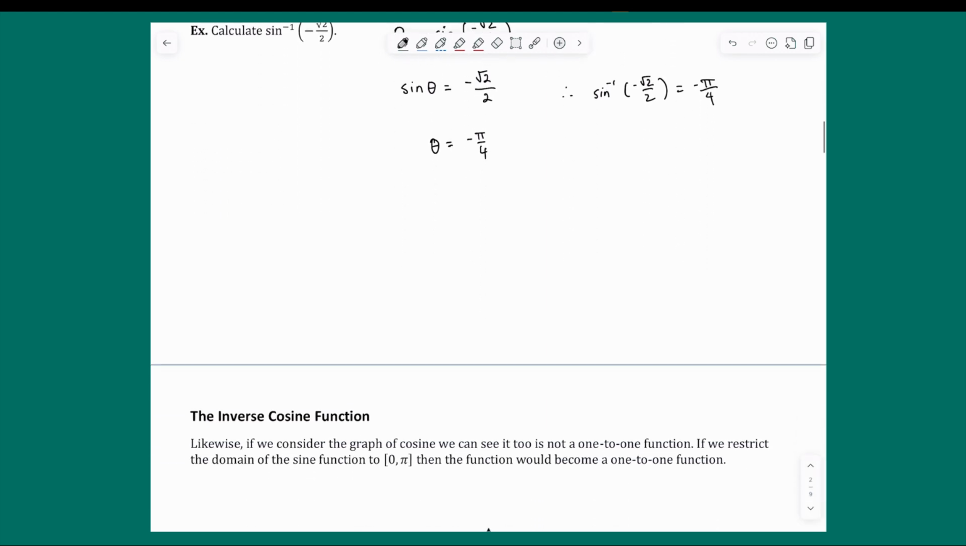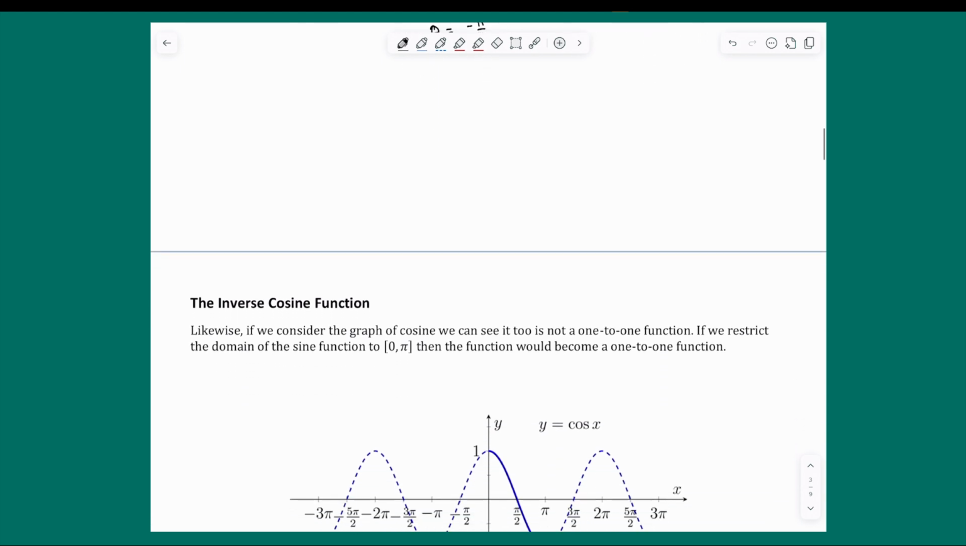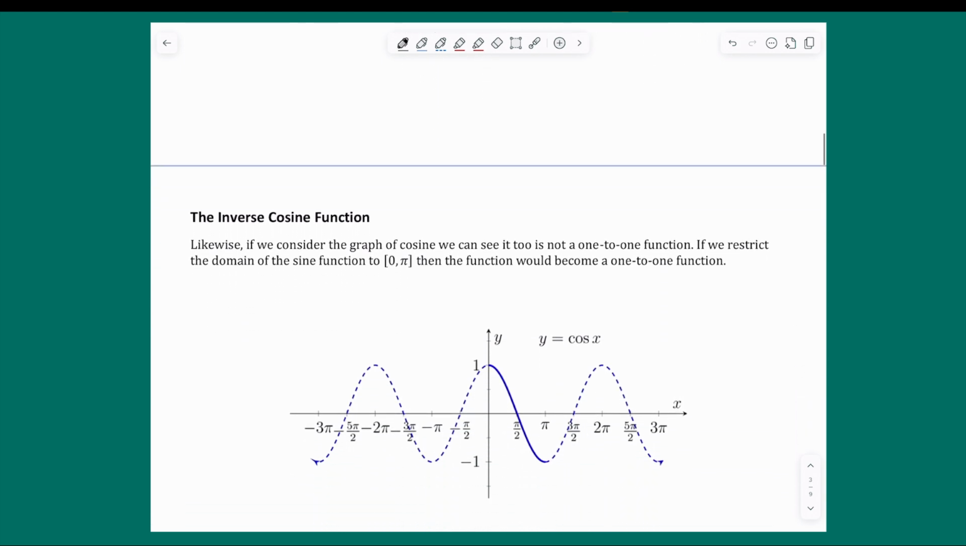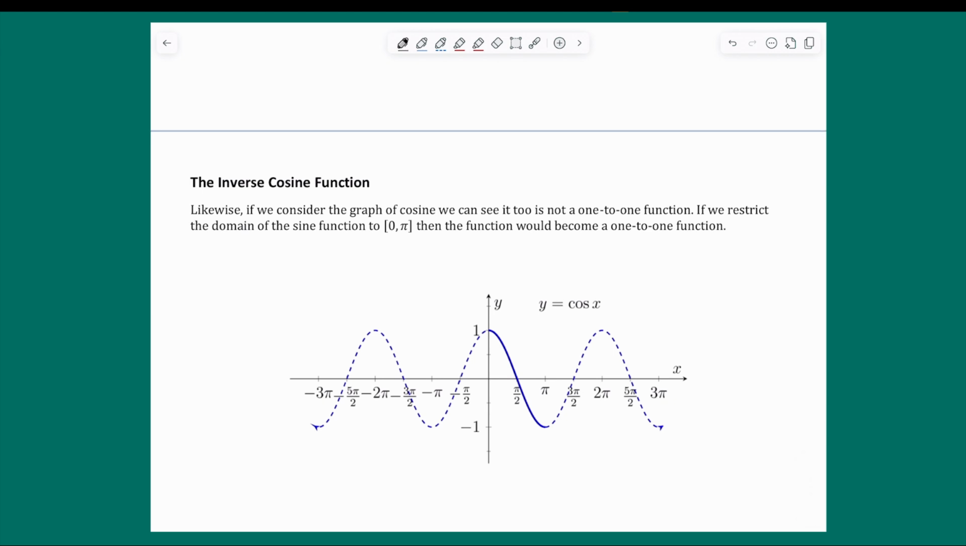All right, let's go on to the next function, the cosine inverse function. Likewise, if we consider the graph of cosine, we can see it too is not a one-to-one function. However, if we restrict the domain of the cosine function to 0 to pi, then the function would become one-to-one. The graph doesn't pass the horizontal line test, so once again, we restrict it between 0 and pi. So we get this portion here, and on this portion we can see it's a nice one-to-one function.